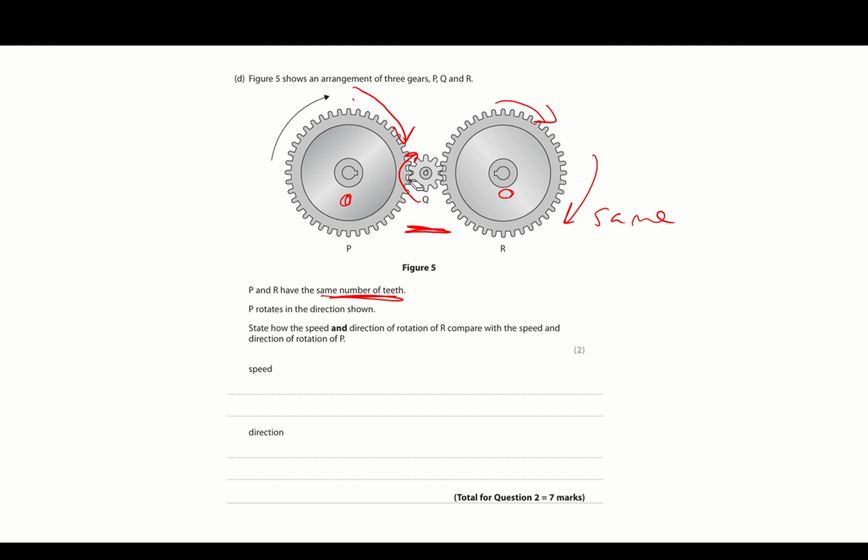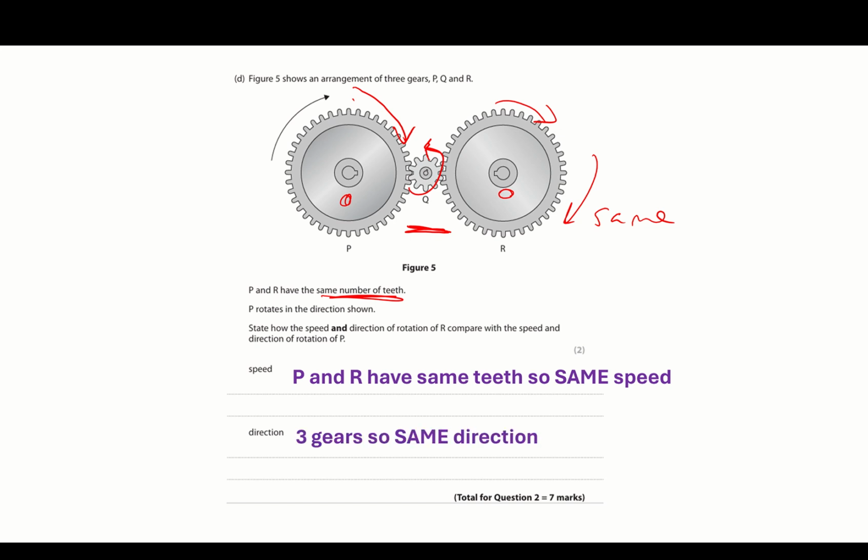Oh, sorry. Let's do it. So there we go. So we can just see it's the same and the same. So P and R have the same teeth, so they've got the same speed. I've got 3 gears, so it goes the same direction. So this one's going clockwise. That's now going to go anti-clockwise. So this one will go clockwise. And that's that question done.